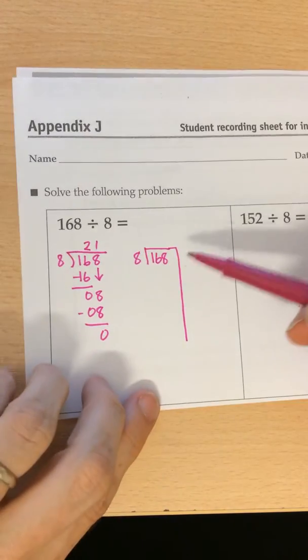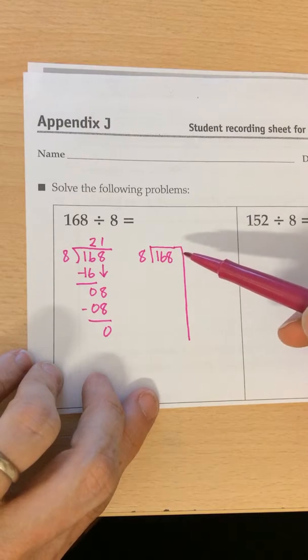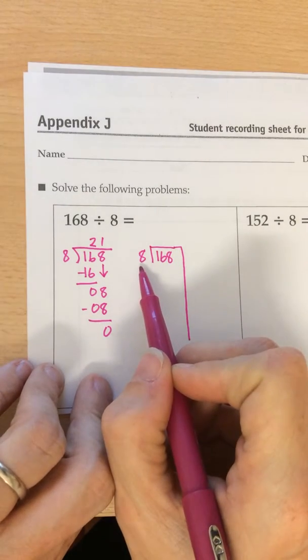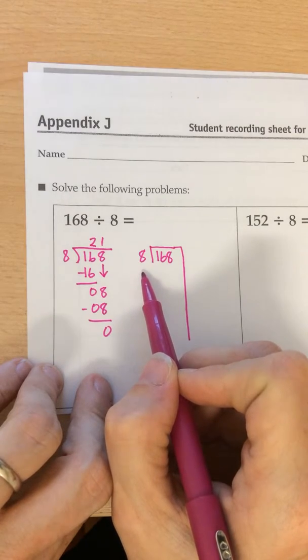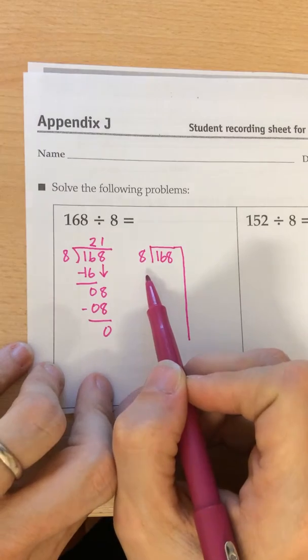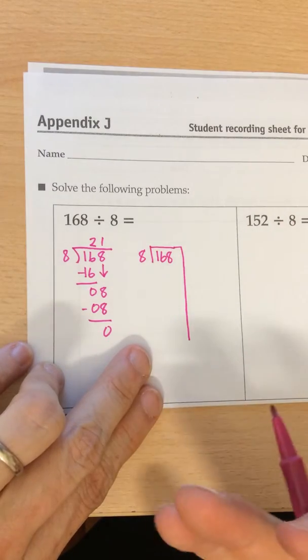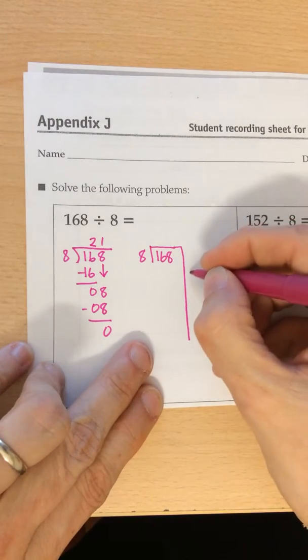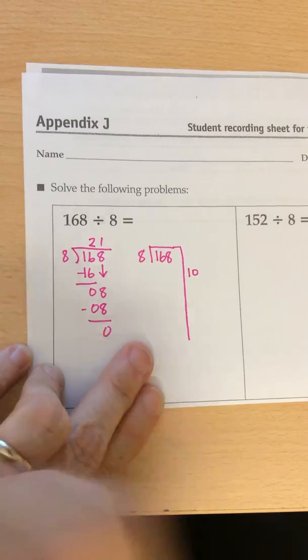One of the contexts we've used a lot in class is the context of the vending machine. So in this problem, we would say, okay, I've got a vending machine and it's going to hold 168 candy bars, and there are 8 different kinds of candy bars that I need to put in. How many of each kind of candy bar could I put into this vending machine? Could I put 10 of each different kind of candy into this vending machine? Well, yes, I could. I could put in 10 and I could put in even more. So I could say here, I'm going to put in 10 of each kind.